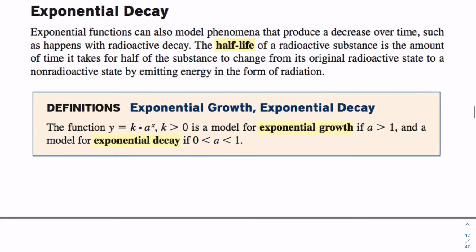So here's what happens with exponential growth and exponential decay. The function y equals k times a to the x. The k is just some type of constant. Doesn't matter what it is. But we also have an a to the x, which is our exponential. And it's a model. If a is greater than 1, we're going to have some type of exponential growth. And if a is between 0 and 1, notice it doesn't say negative, but between 0 and 1, we'll have decay. So let's just model that real quickly.